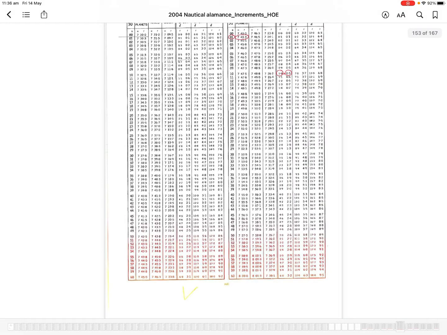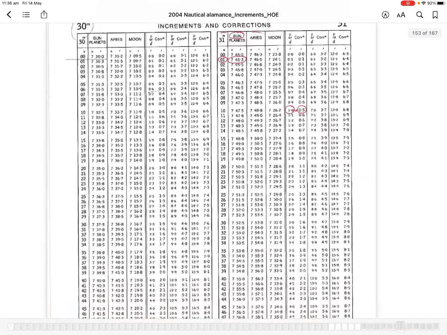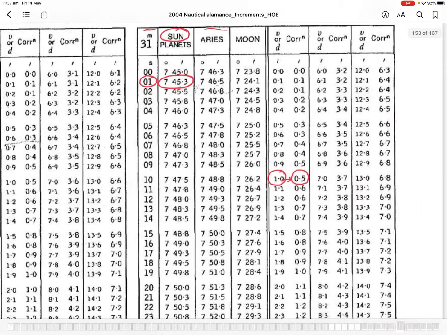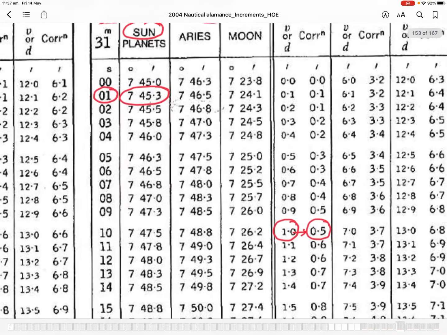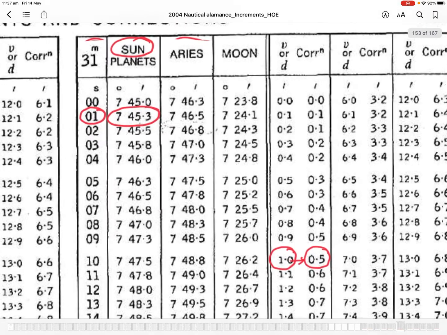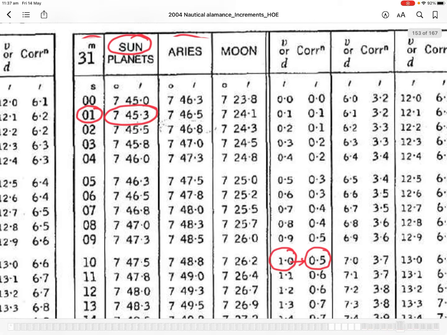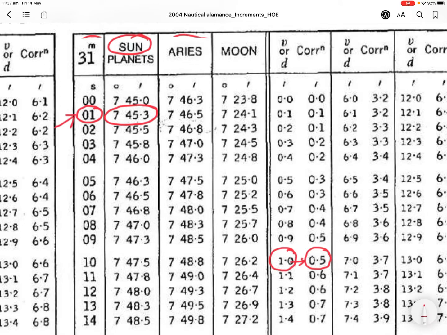So my time is 22:31:01. So I will go into the increments page for 31:01. As you can see here, I'm already here. I have already highlighted what I have to find. So you can see for 31 minutes and 01 seconds, the increment correction is 7 degrees 45.3 minutes. Right? This is the correction. And my D correction that I will apply to my declination, for a D value of 1, the declination correction is 0.5.